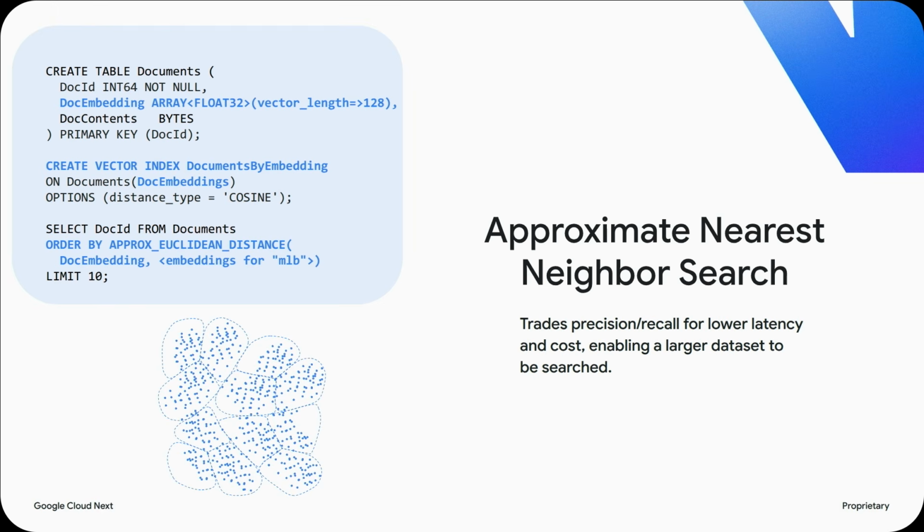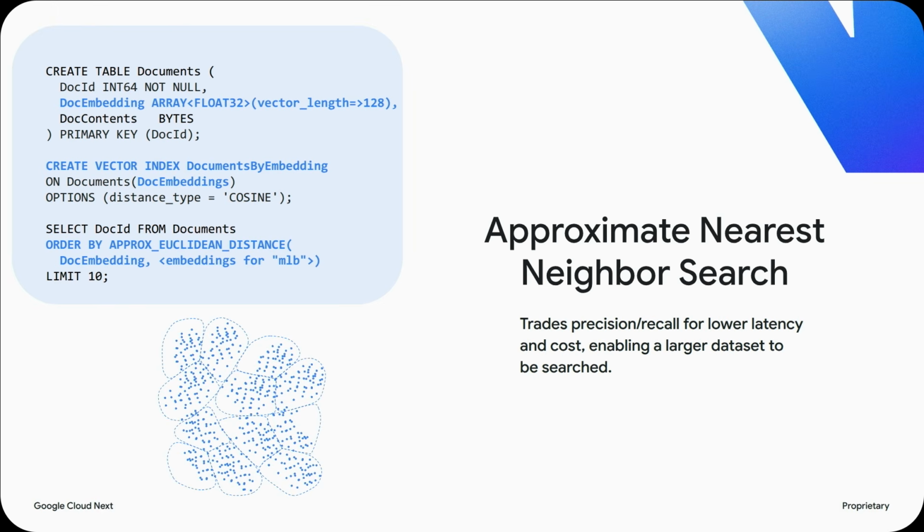So the second statement you see there, create vector index, that builds this index. It computes these clusters and builds the tree. And you see there distance type cosine. So we support 3 different distance types in vector index, cosine being one of them.